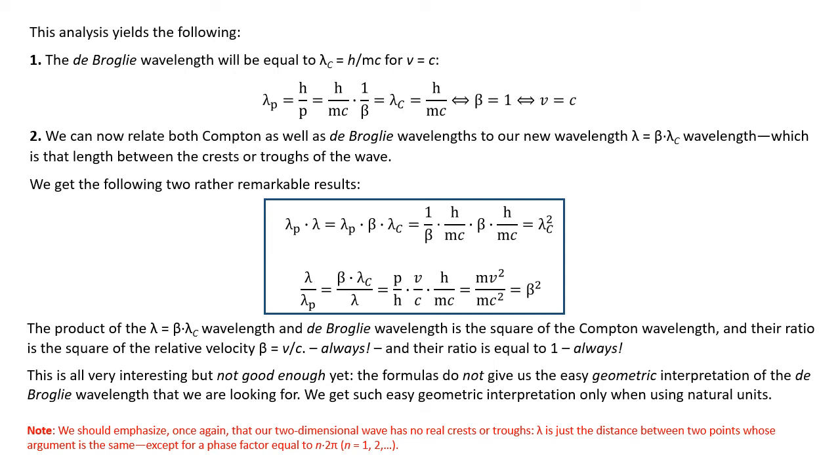Look at it carefully, read it, but it works out. The de Broglie wavelength times lambda is equal to the de Broglie wavelength times beta times the Compton wavelength. So I substitute, and I get this funny result that the beta actually cancels out, and the product of the de Broglie wavelength and that linear wavelength is the square of the Compton wavelength. You see that? Lambda_p times lambda is equal to lambda_c squared.